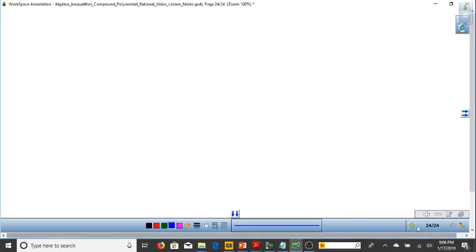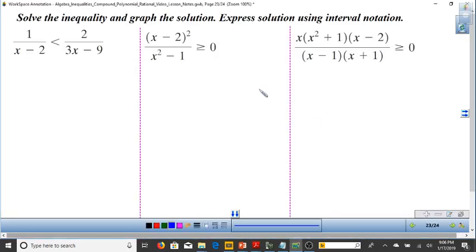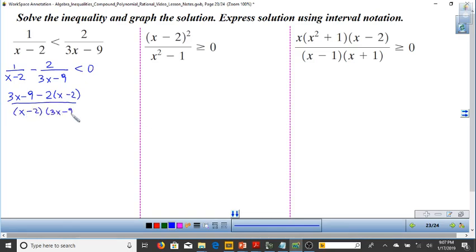And we have just one more set of examples to do. Similar example here. We do 1 over x minus 2 minus 2 over 3x minus 9 is less than 0. And then we combine fractions, we get 3x minus 9 minus 2 times x minus 2 over x minus 2 times 3x minus 9 is less than 0.